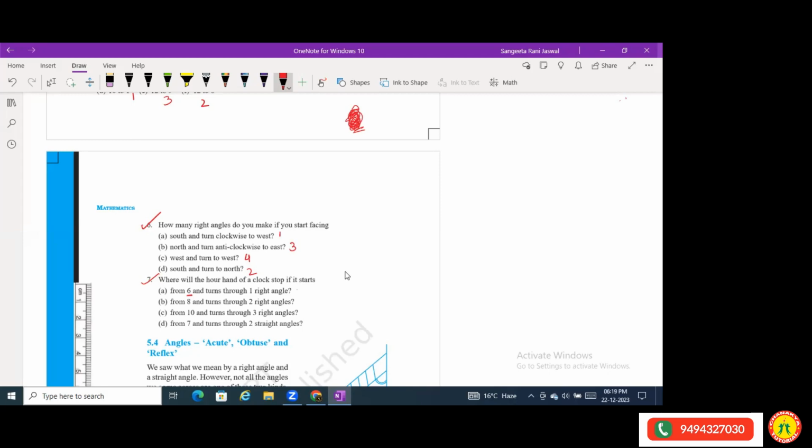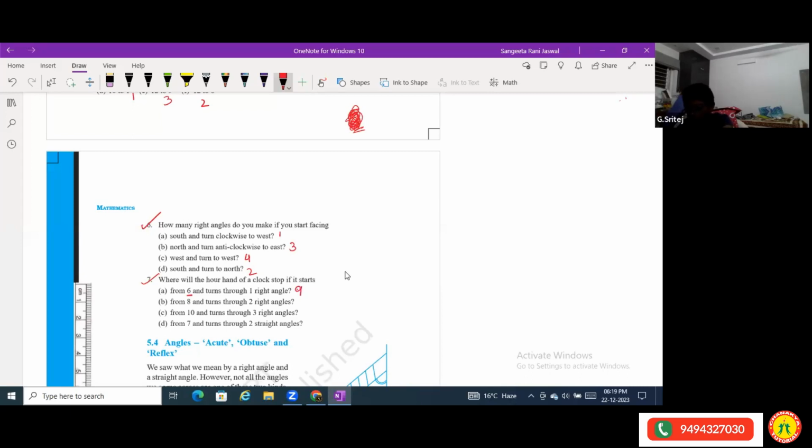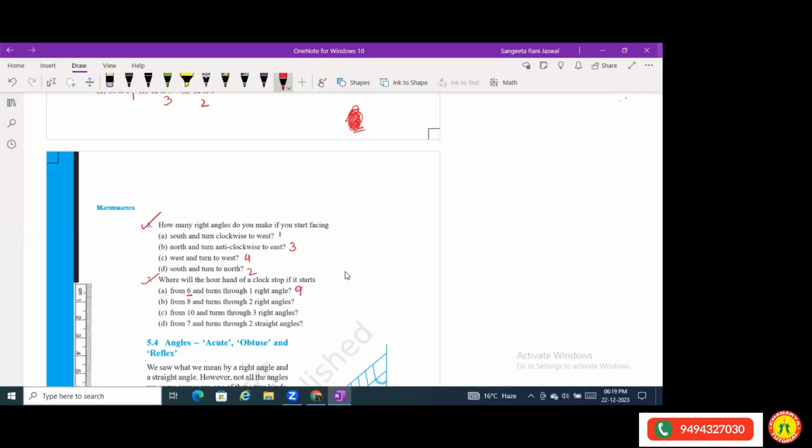Okay. So where will it reach after 1 right angle? Next, from 8. If the clock starts at 8 and turns through 2 right angles, where will the clock be then? Afan, tell me. Where will the clock stop if it starts at 8 and takes 2 right angles? 2 o'clock, ma'am. 2. Okay.